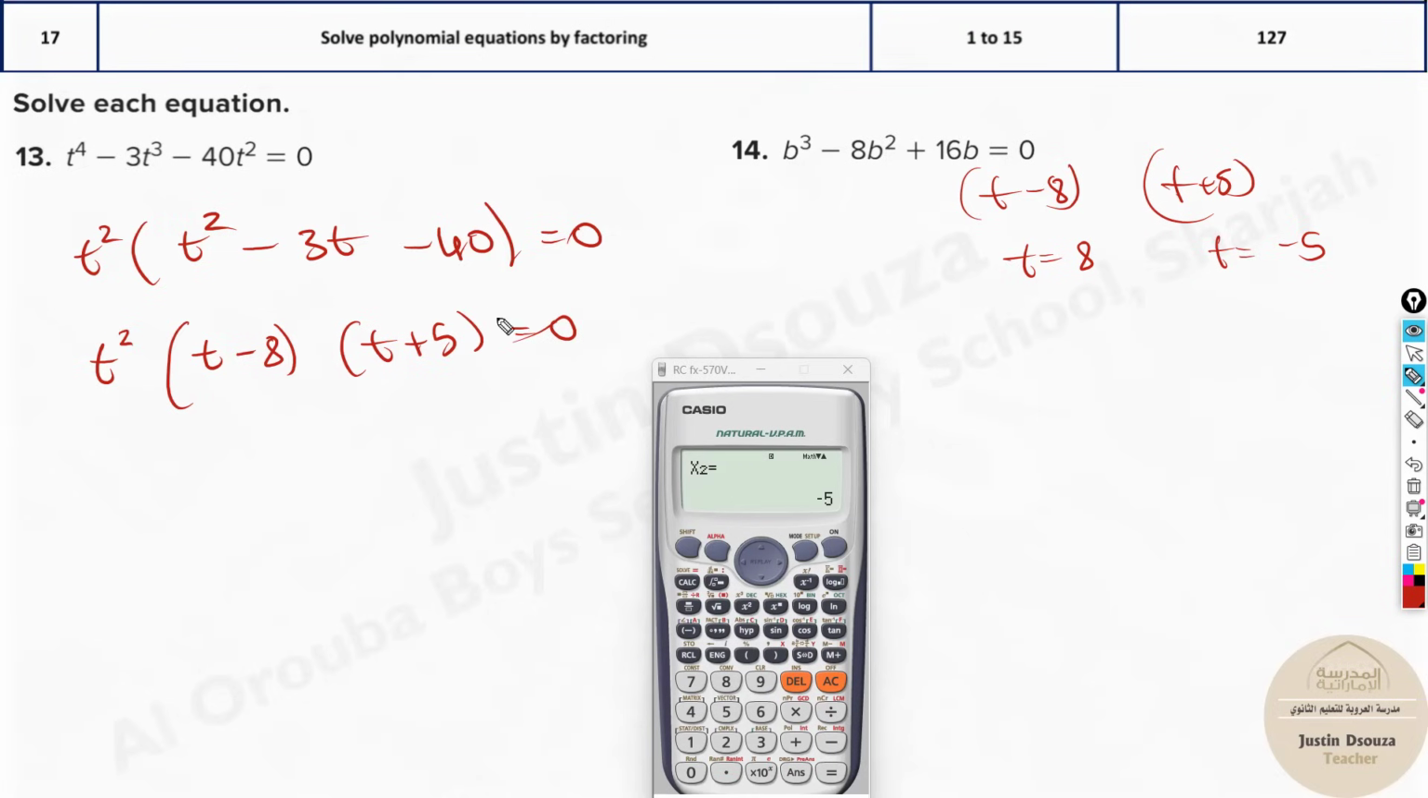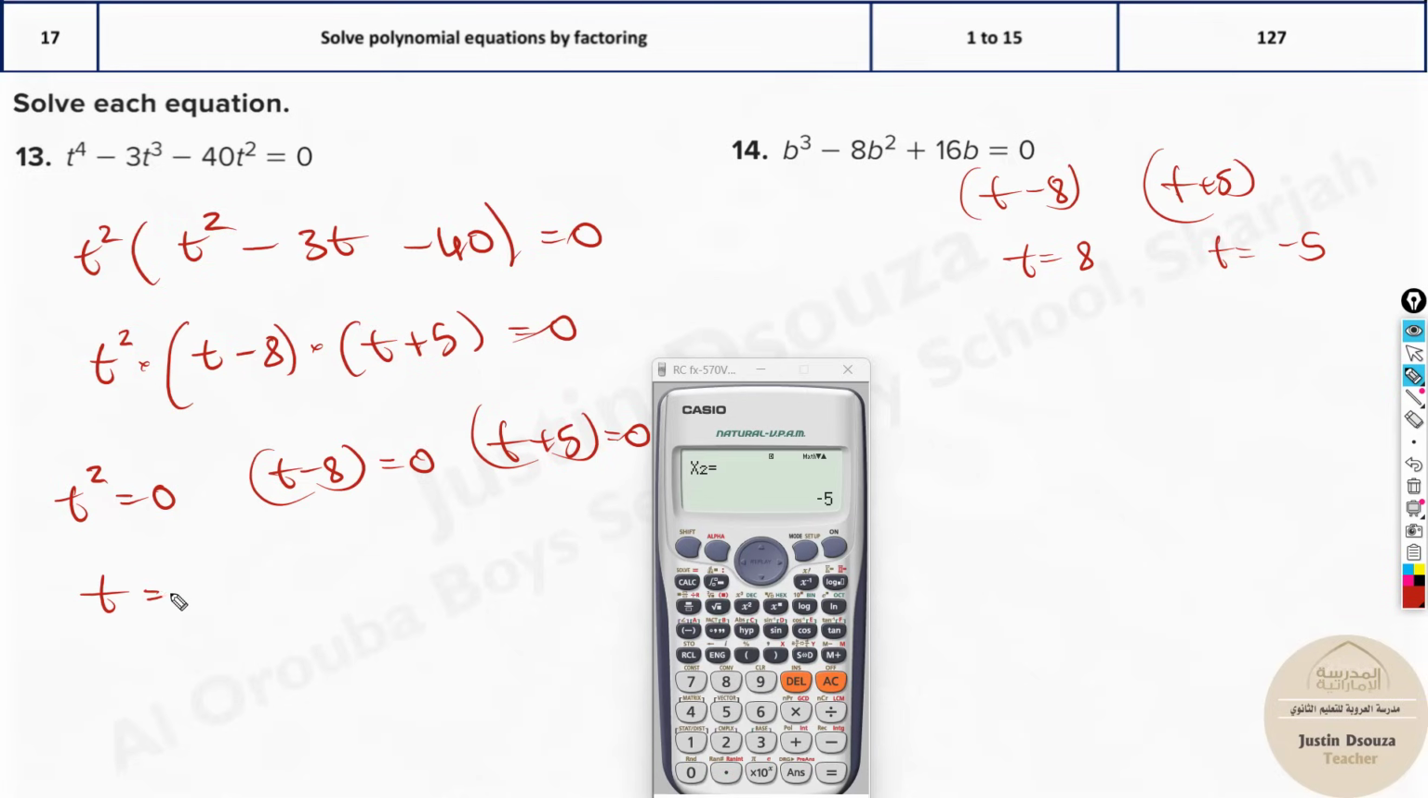Now if you're wondering why I'm equating everything to 0, look at this. This is a single term multiplied with this, isn't it? So imagine any three terms or numbers multiplied to each other and you're getting 0. That means any one of these must be 0, otherwise you can't get the answer as 0, right? So it can either be t square is equal to 0, or t minus 8 is equal to 0, or t plus 5 is equal to 0. Any of these can be the solution to give us the answer 0. So we solve it.